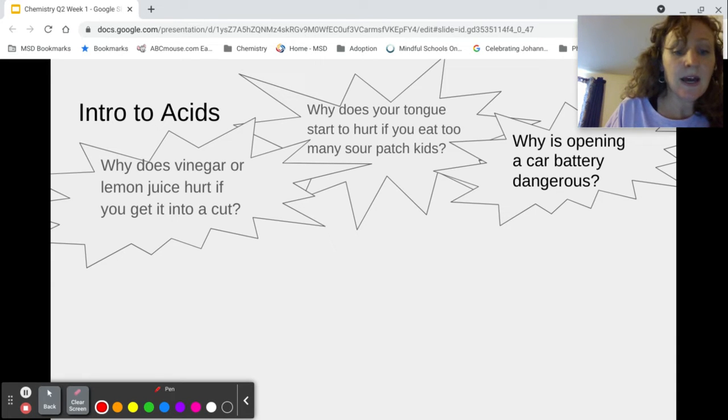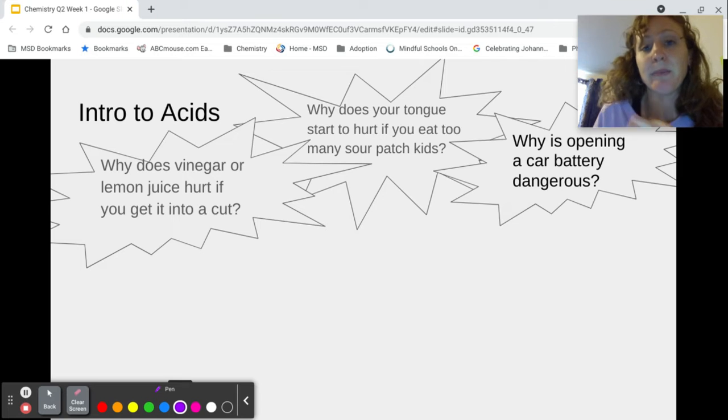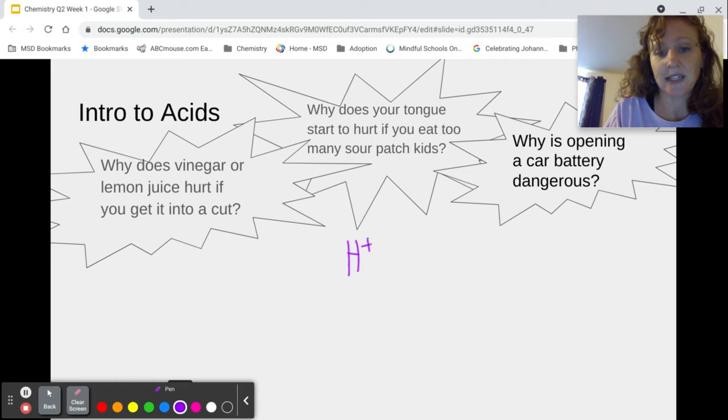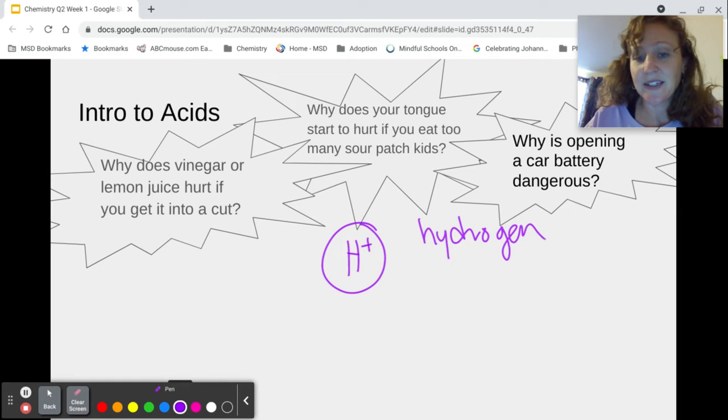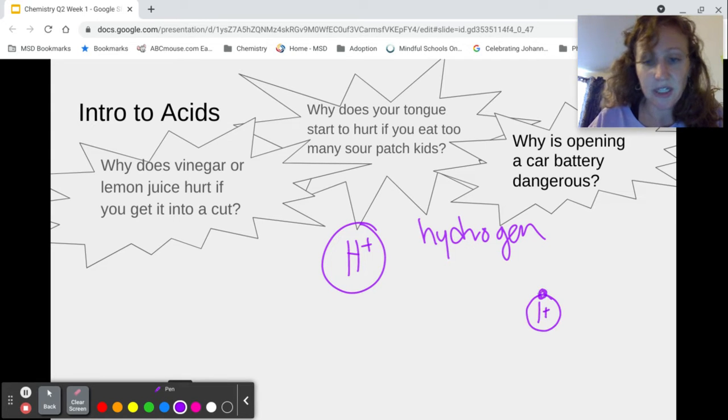And actually, more than that, it comes down to a little magical ion that is part of every acid. And that little magical ion is H+. That's the hydrogen ion. And the hydrogen ion is made when you take a hydrogen atom and remove one electron. So let's take a look at that. If we take the hydrogen atom that has one proton and one electron, and we remove that one electron, all we're left with is a proton, right? So sometimes we call it the hydrogen ion. Sometimes we just call it a proton.